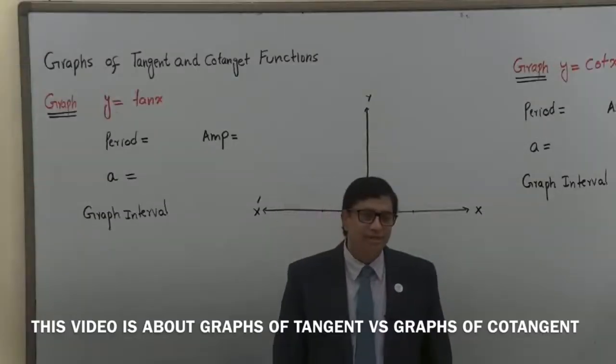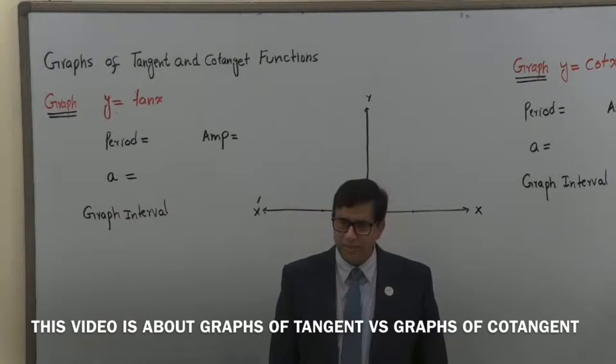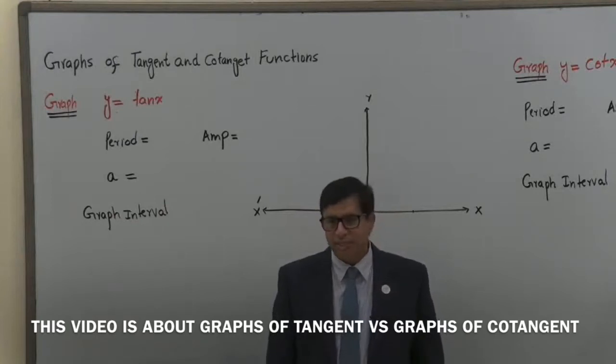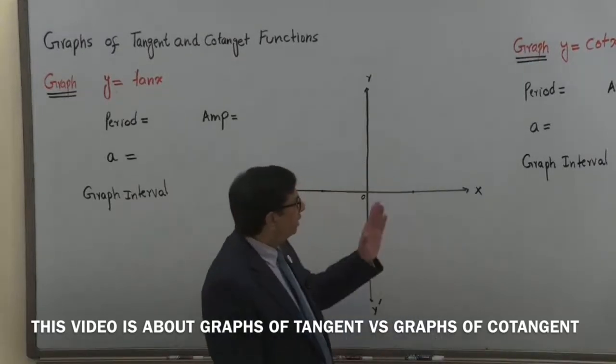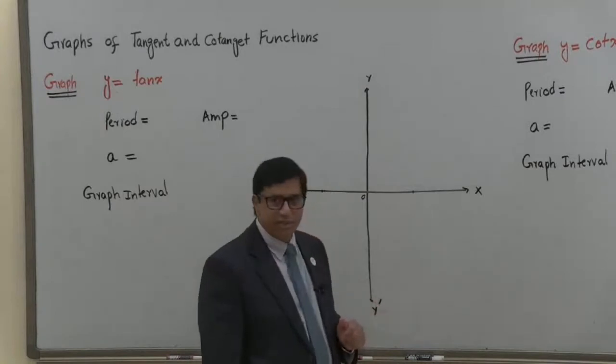We shall learn how to graph tangent and cotangent functions. So this graph is tangent versus cotangent. What is the difference between them and how can we differentiate their graphs? Both are on the board.